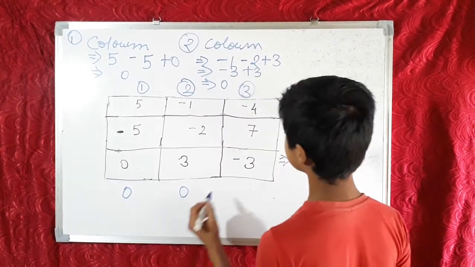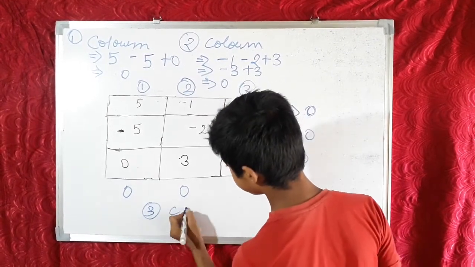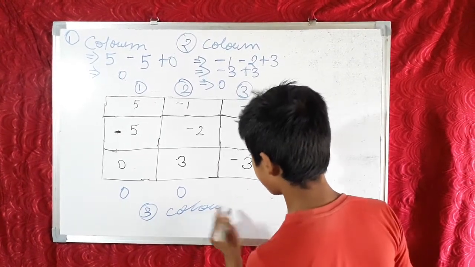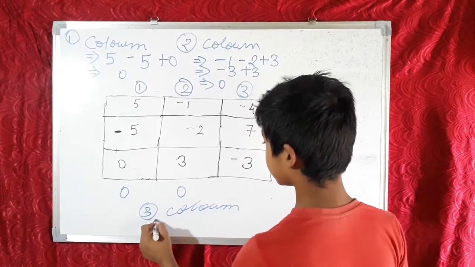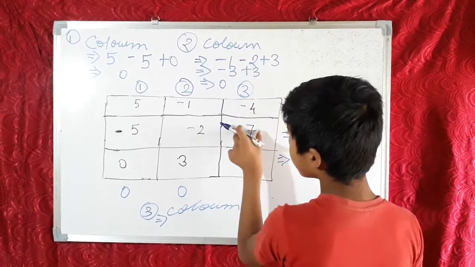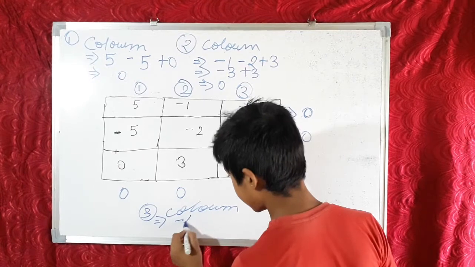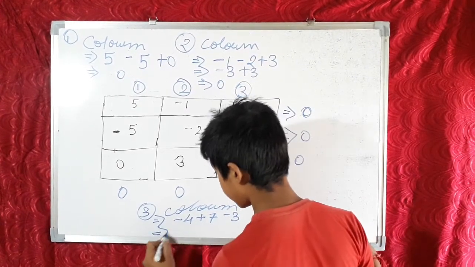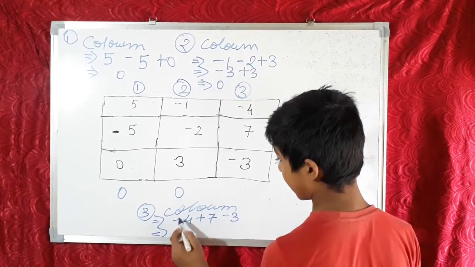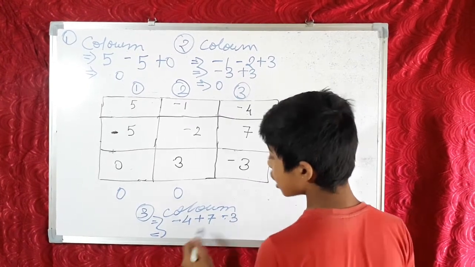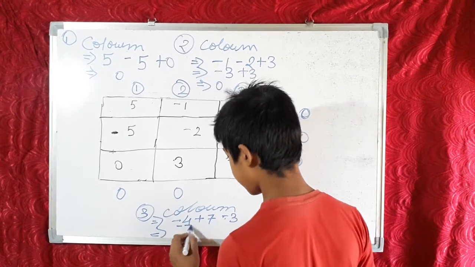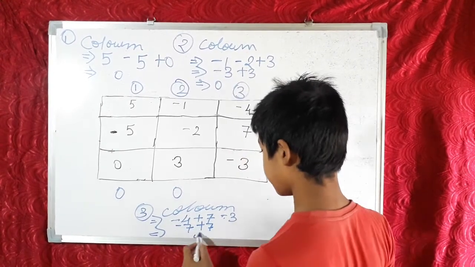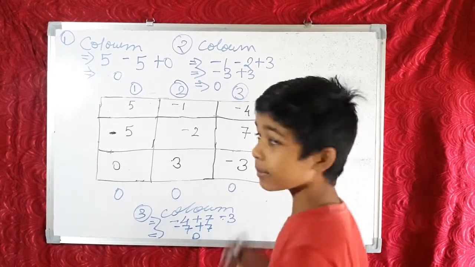Now I will find the third column. So our third column, what is it? 4 minus 4, 7 minus 3. So we will write minus 4, plus 7 and minus 3. Okay. So now, minus and minus. First we will write this minus 4, this minus 3. So when minus becomes plus, minus 7 plus 7, plus and minus will cancel, it becomes 0. So our third column sum is also 0.